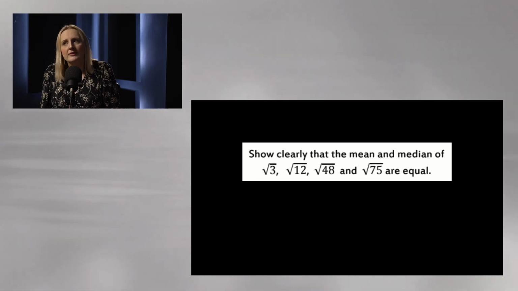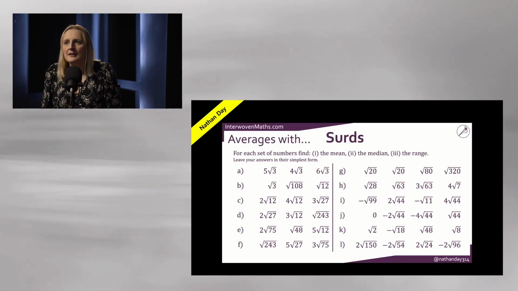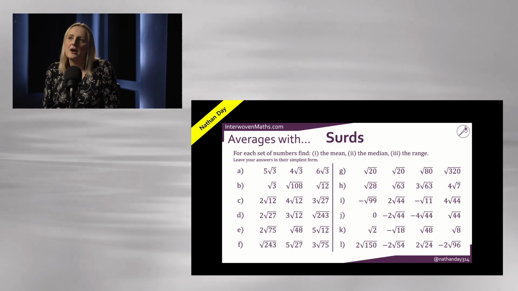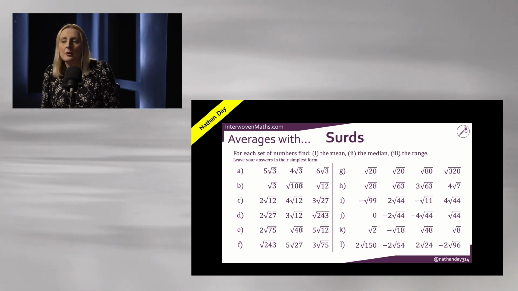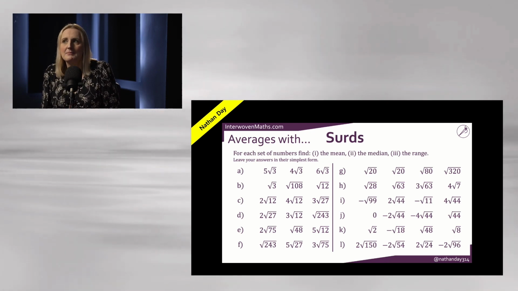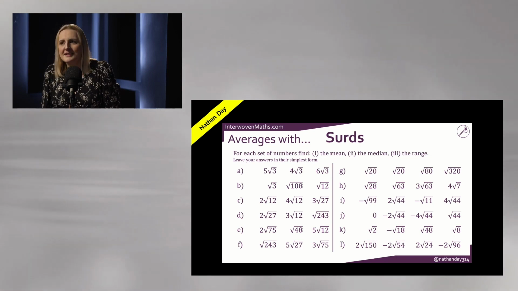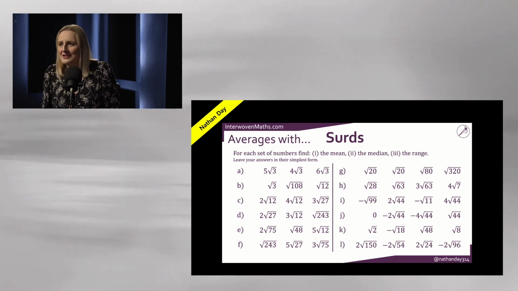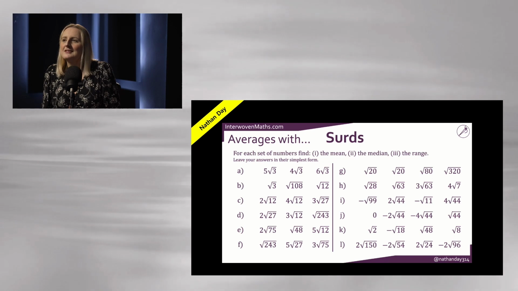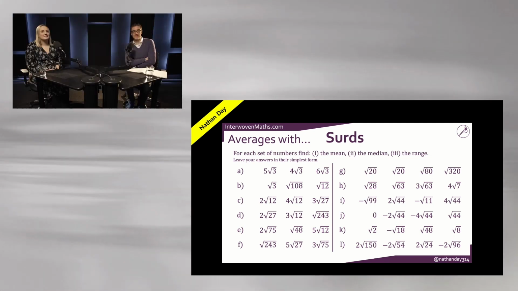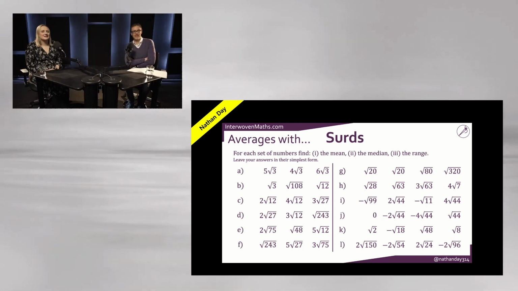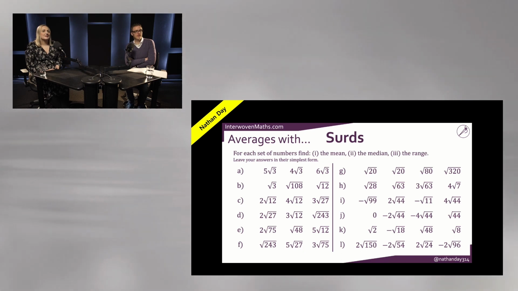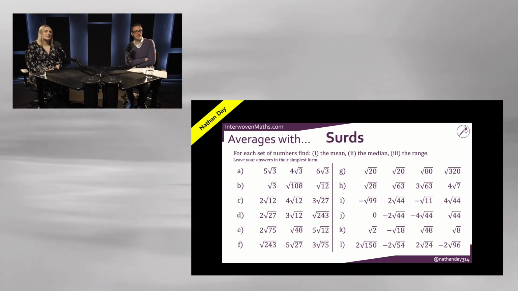But there's more on that. Nathan Day, and he has interwovenmaths.com. This whole exercise is on mean, median, and range. It's great, that. And using sets of surds. And look at all the challenge in there and all sorts of things going on. You've got negatives chucked in the mix. You've got even data sets to find the median. It's nice, isn't it? It's good. Lots of opportunity for interweaving.